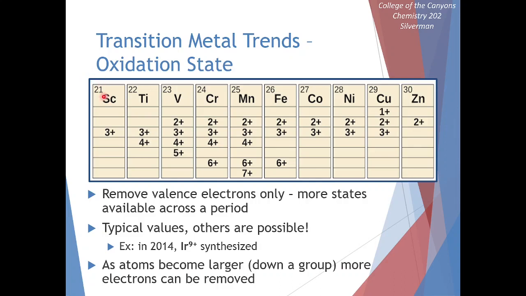As a result, as you go to the right on the periodic table, we have more valence electrons, and more options for oxidation states that might form. If you're looking at scandium, things in group 3, we have 3 valence electrons. Maybe we can form an oxidation state of 3+. You won't see an oxidation state of 4+, because that would require removing a core electron, which requires way too much energy.